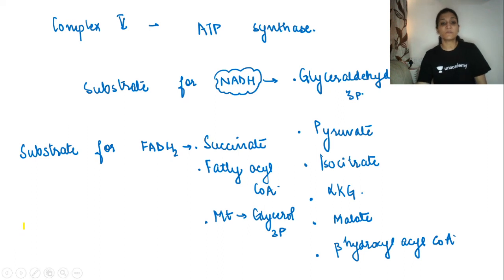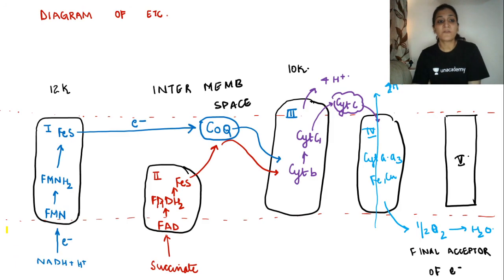And we saw the substrates for NADH: glyceraldehyde 3-phosphate, pyruvate, isocitrate, alpha ketoglutarate, malate, and beta hydroxyacyl CoA. And for FADH2, the substrates are succinate, fatty acyl CoA, and mitochondrial glycerol 3-phosphate. After that, we saw the diagram of the electron transport chain, showing how electrons are transported.